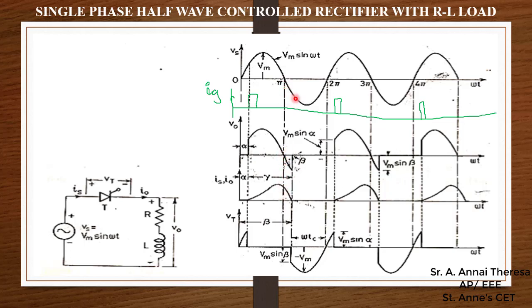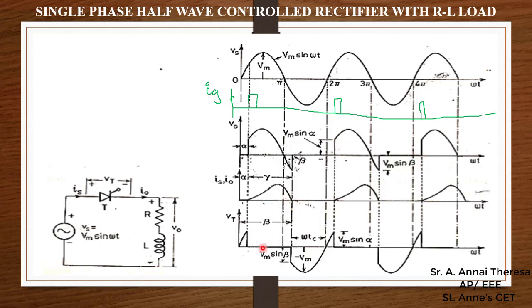See here, during the negative half cycle, when the input voltage is getting reversed, there is a voltage reversal in the output also. This is also because of the inductance effect. Because of this inductance effect, a reversal of voltage takes place along with the continuation of current. At beta only, the output voltage will become 0 and the output current will become 0. So the conduction takes place from alpha to beta. This is for one cycle. The same operation will continue for all the further cycles.